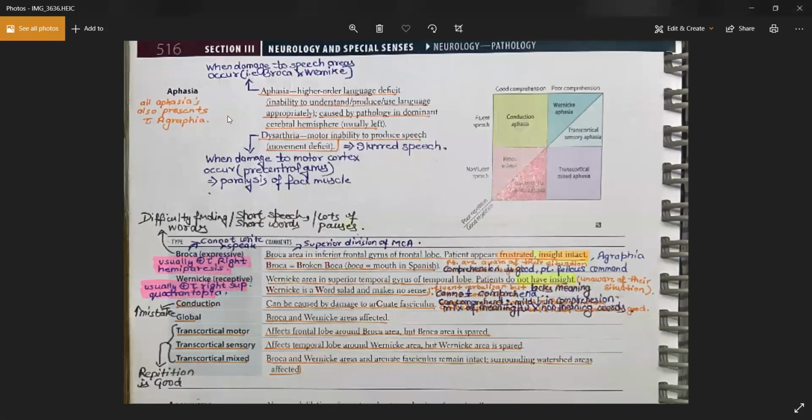Okay, so let's start the aphasia. First of all, you need to identify the difference between the aphasia and the dysarthria. Dysarthria occurs because of the paralysis of your face. You cannot speak properly, so you have the slurring of the speech, they call it. It is because of a paralysis of the muscles which are required for the movement of your face.